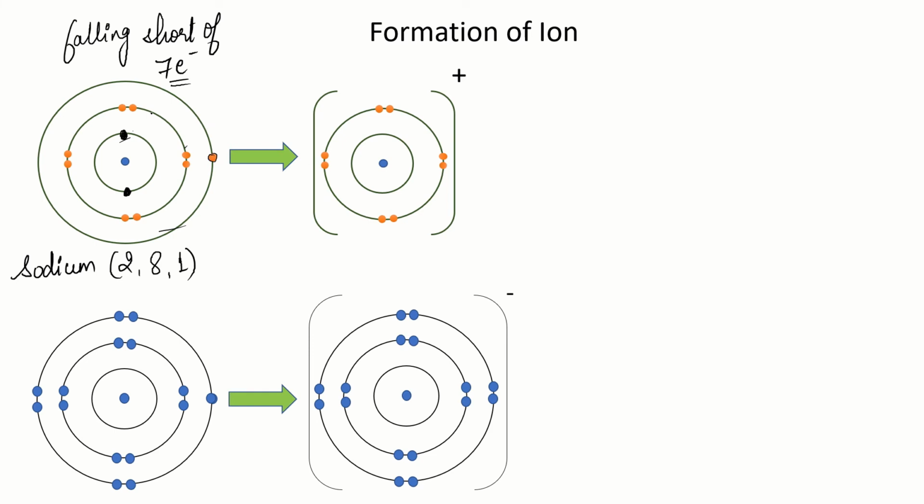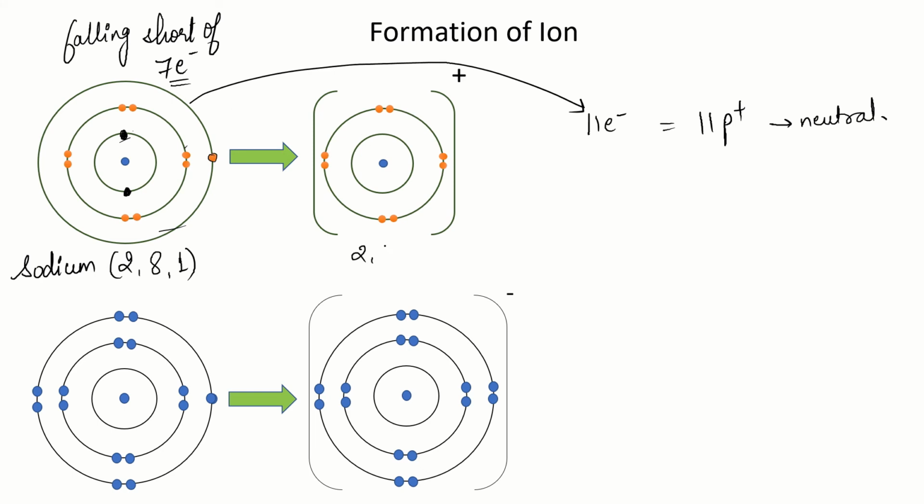Now in this particular state, there are 11 electrons and 11 protons. So the charge is neutral. Now 1 electron is lost. So when 1 electron is lost, the configuration now is 2 and 8. So you have 10 electrons because 1 electron is lost.